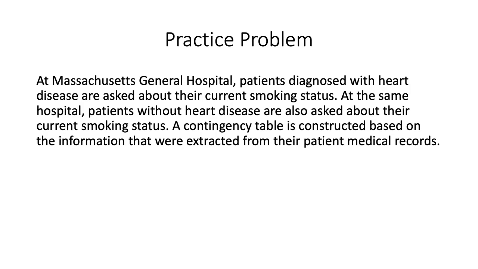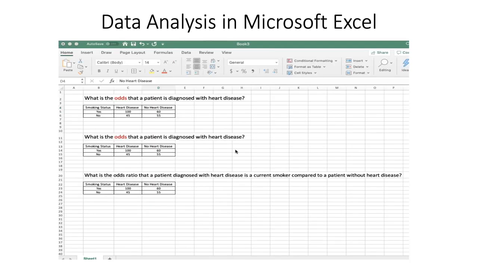Okay, so this is the practice problem. At Massachusetts General Hospital, patients diagnosed with heart disease are asked about their current smoking status. At the same hospital, patients without heart disease are also asked about their current smoking status. A contingency table is constructed based on the information that was extracted from their patient medical records. Well, this is Microsoft Excel, and we're going to calculate three different things.